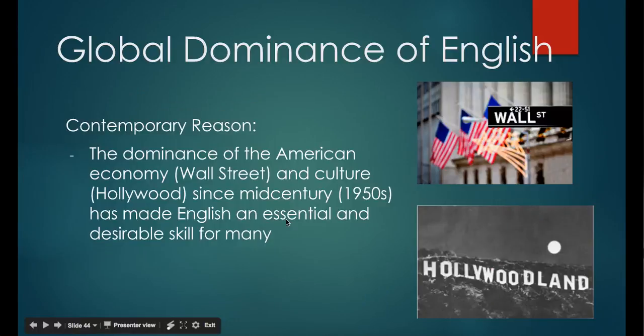Another explanation of why English is so dominant today is a contemporary reason, contemporary meaning current. On Wall Street, it is the main business language, if you will, today, and then also Hollywood spreads that. So with all these movies being produced in English, everyone wants to see these movies, even in foreign countries, and they are usually made in English. Thus, people want to learn that language to truly understand those movies.